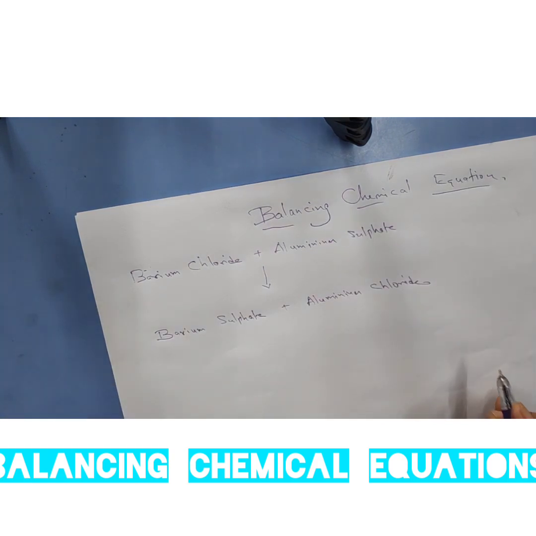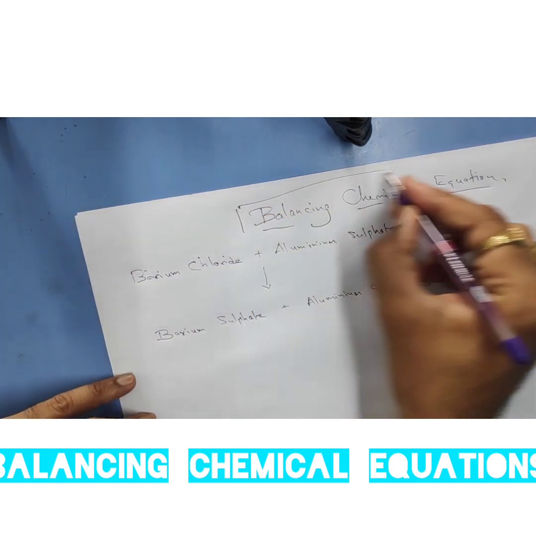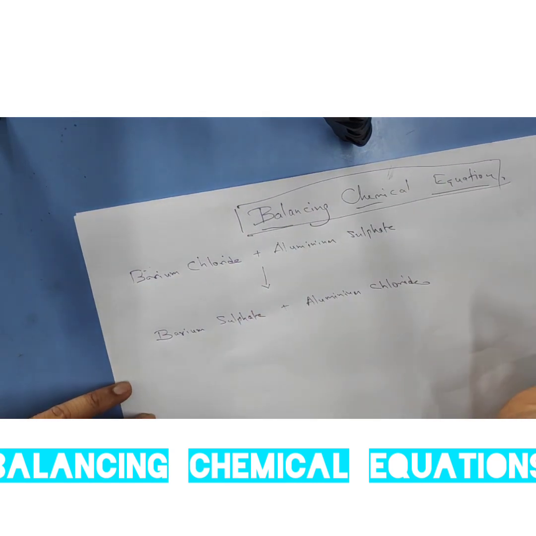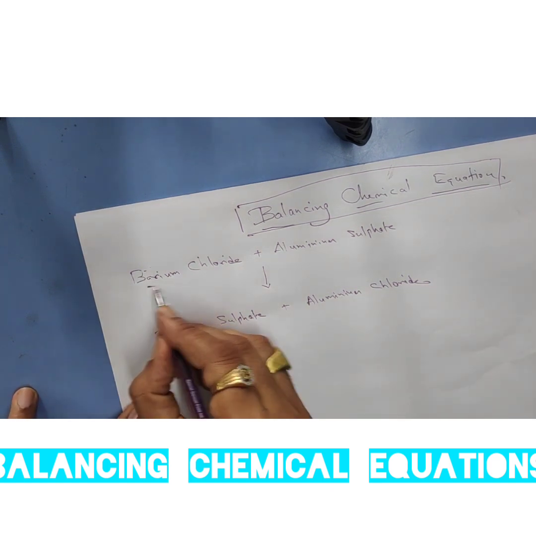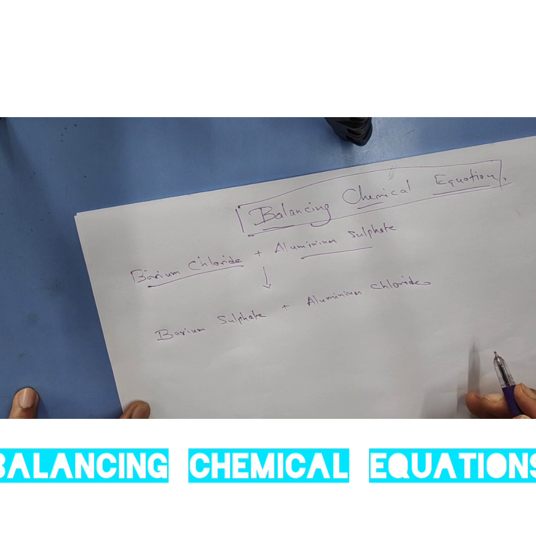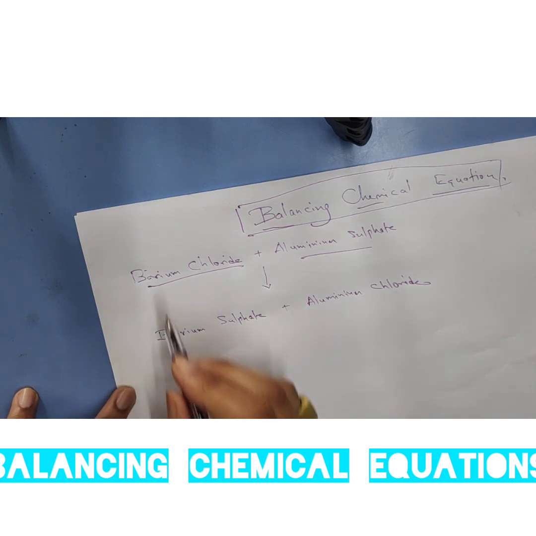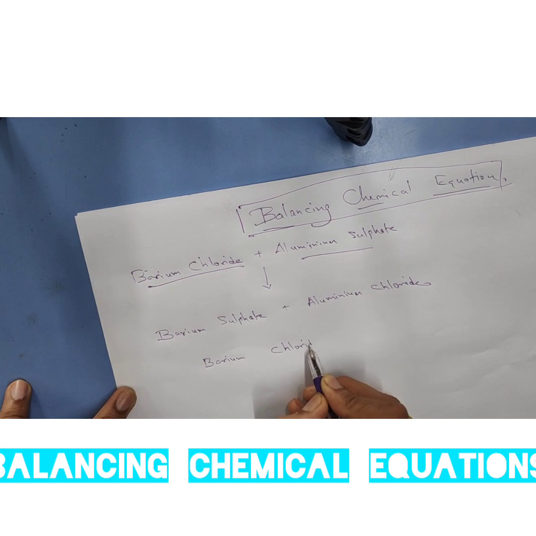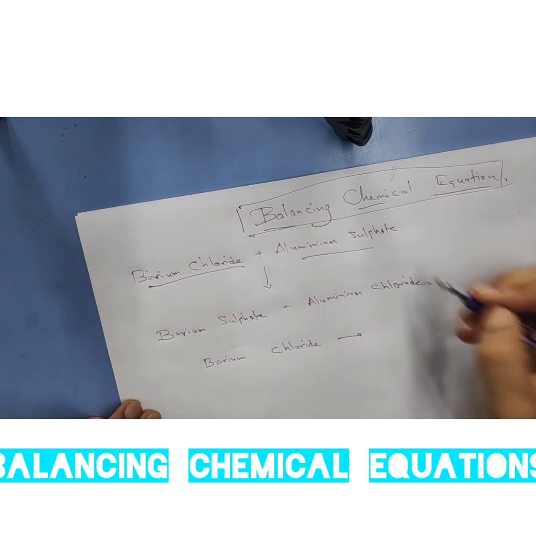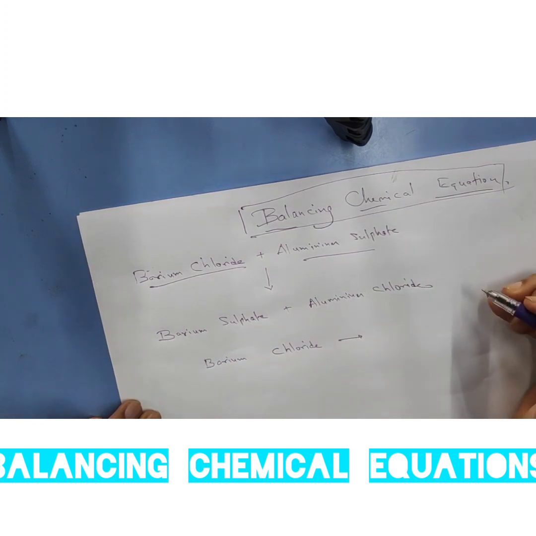This is the first question which we are going to talk about under the heading balancing chemical equation. In the previous video, we have seen how to write a chemical formula. It's a mixture of two topics. First, I will explain how we can write a word equation as a chemical equation, and then how we can balance it. So for that, barium chloride is a compound.